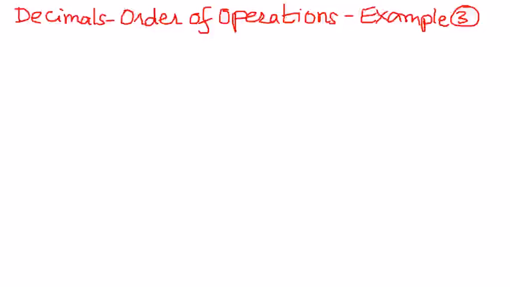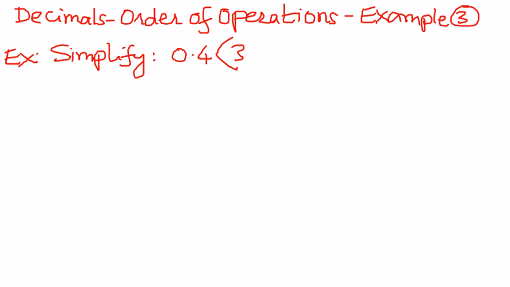Welcome to my presentation. In this presentation, we shall see how to simplify decimals using order of operations. So let us take an example. In this example, we want to simplify an expression of this type: 0.4(3 - 1.5) + 1.2, this whole thing raised to the power of 2.